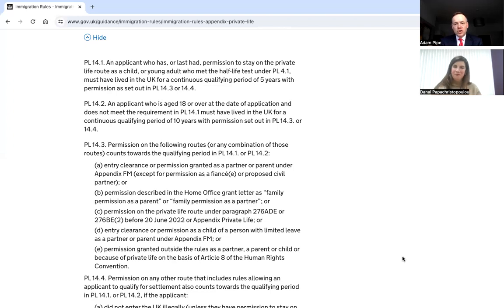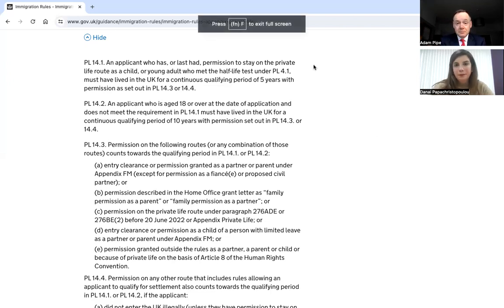Yeah, so it's a question of checking that the form is the correct form applicable to the route you want to apply under, and then making sure, as we've said, your client does qualify for settlement under that route because of the requirements of Appendix Private Life, which at the moment is perhaps more strict than the concession was, or more restrictive because of this requirement to have leave under that route first, unless you're one of those 7-year children born in the United Kingdom, which is a separate category.